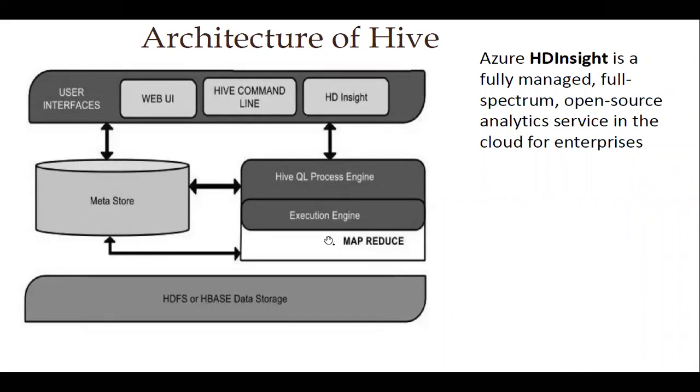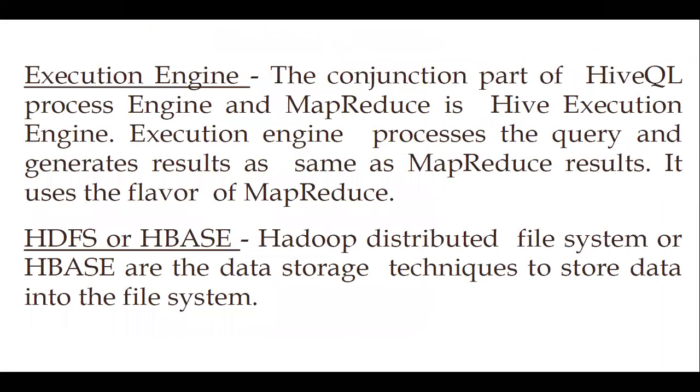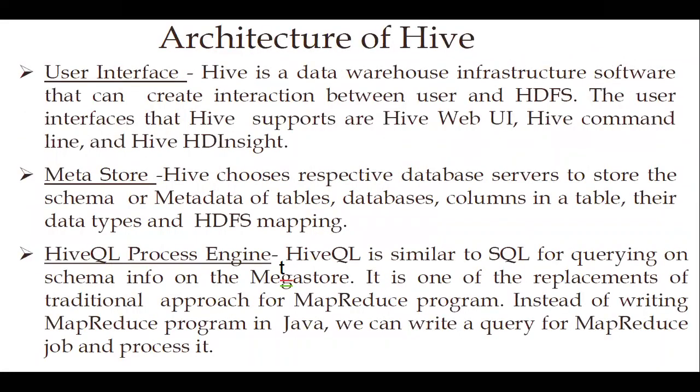And the next, it is going to interact with your Hadoop HDFS and the HBase system. Okay, so now we'll see what is happening in the architecture. So as we said, there are user interfaces. There are different user interfaces we are using, and then the metastore, which chooses the respective data servers. So the Hive environment is going to interact with different data servers. From the data server, it is going to collect all the schema and metadata related details.